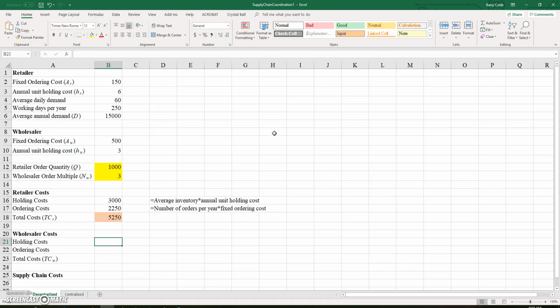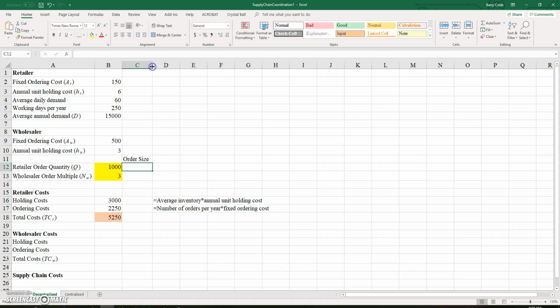Now we consider the case of the wholesaler. The wholesaler's order quantity is equal to the retailer's order quantity times the wholesaler order multiple. So the retailer's order size is equal to Q, but the wholesaler's order size is equal to 3 times Q, or more specifically, N times Q. The value 3 is in that cell as a starting value right now, but may change once we determine the values that will minimize costs in the model.